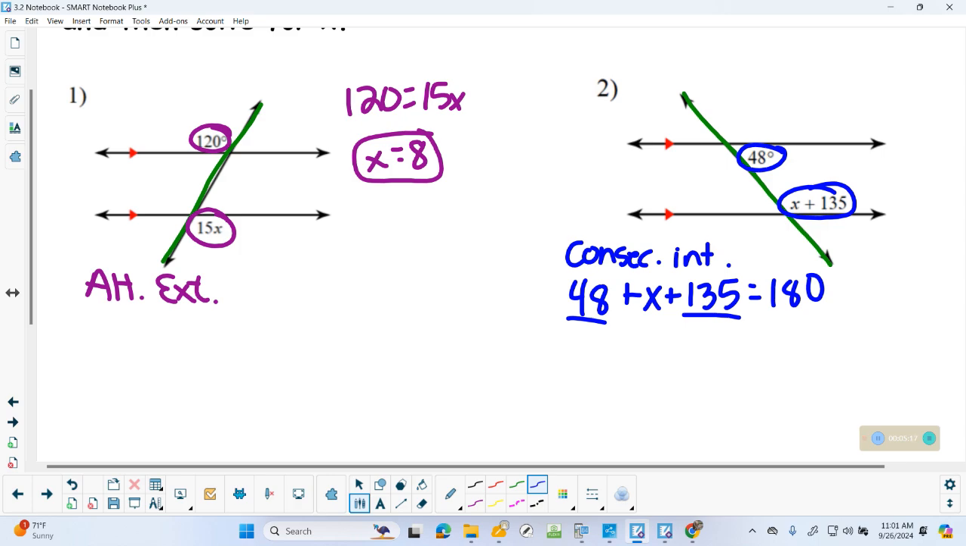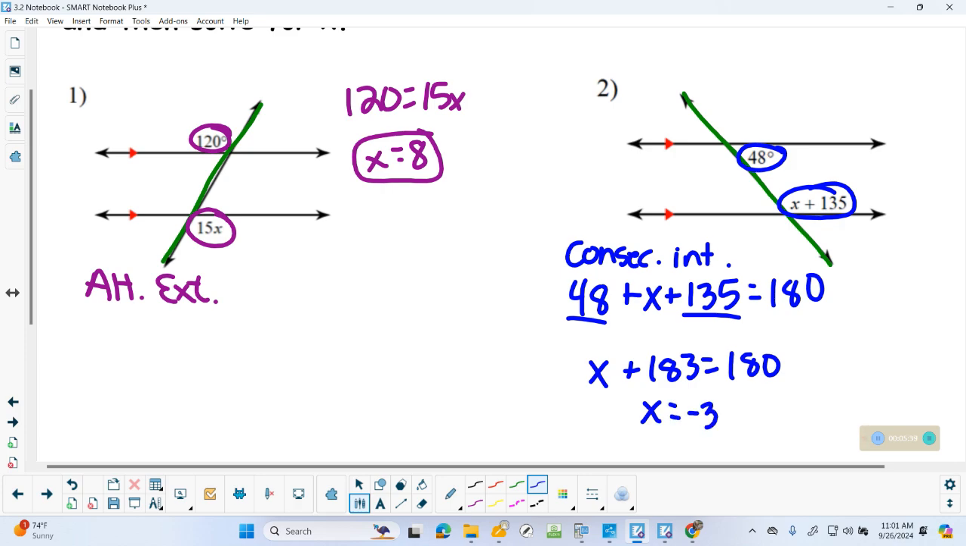And because you know I love to practice vocabulary, what property is that when you put those together? Combine like terms. What is 48 plus 135? Perfect. All right, solve it for x for me. Subtract your 183, and what do you get?